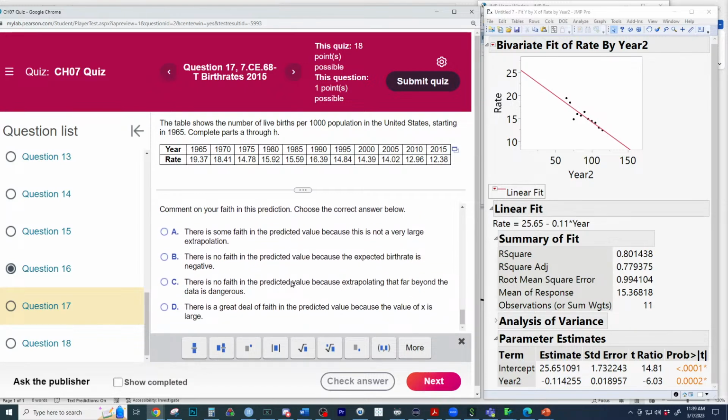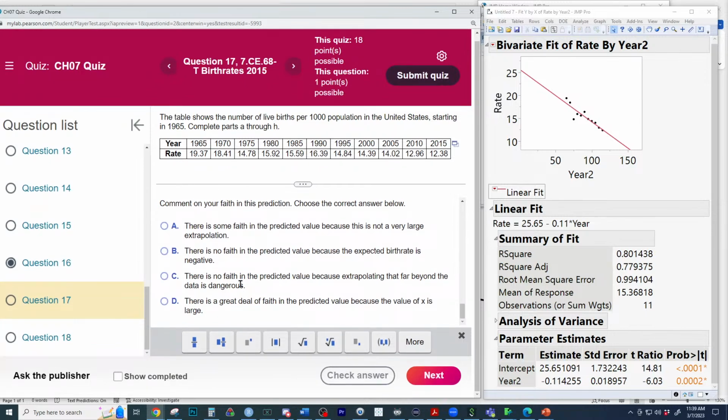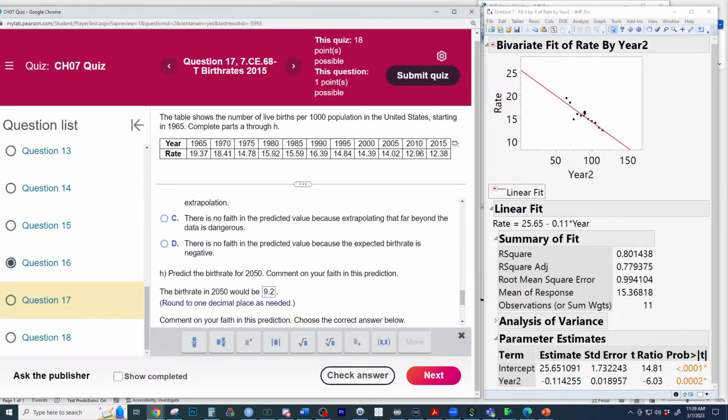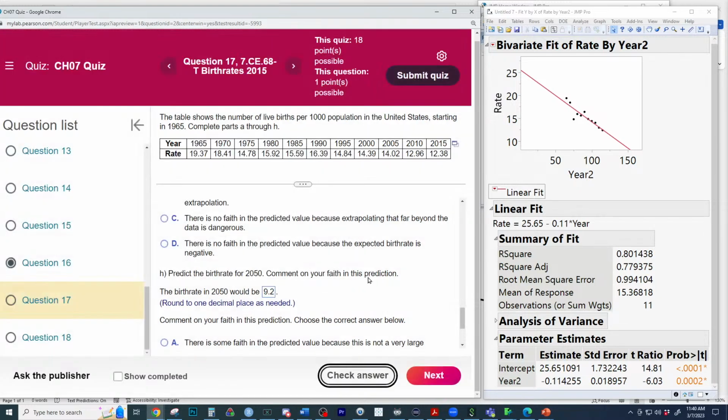Come on, your faith. I would say there is no faith because it's a big extrapolation. Because expected birth rate is not negative. There's no faith in the predicted value because the extrapolation is far beyond the data. Now, the only one I'm concerned about here, those aren't that big of outliers right there. So I think we got everything. Yep, we did. These weren't really that big of outliers. I've seen way worse, and we do try to make it more obvious.